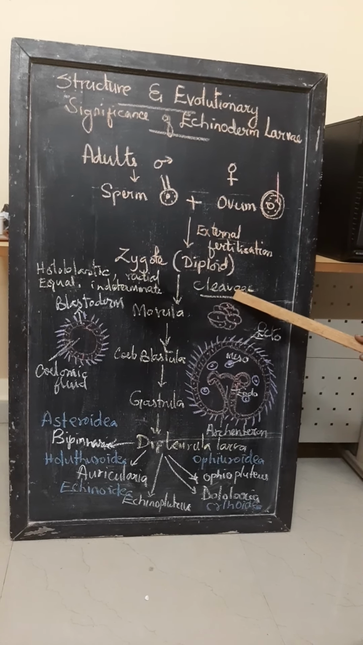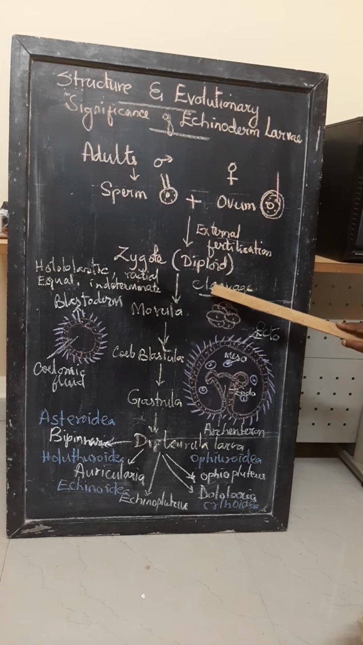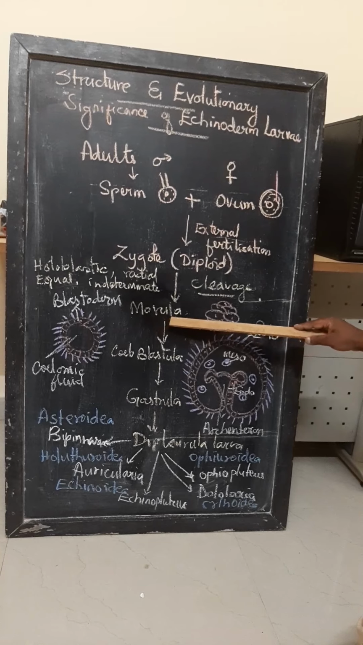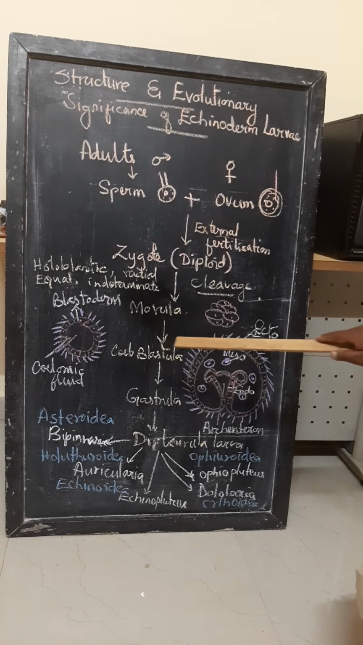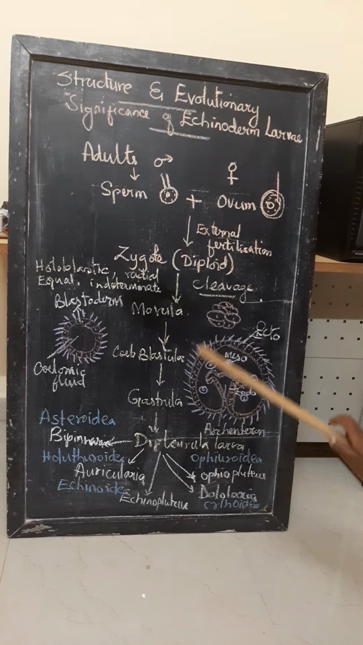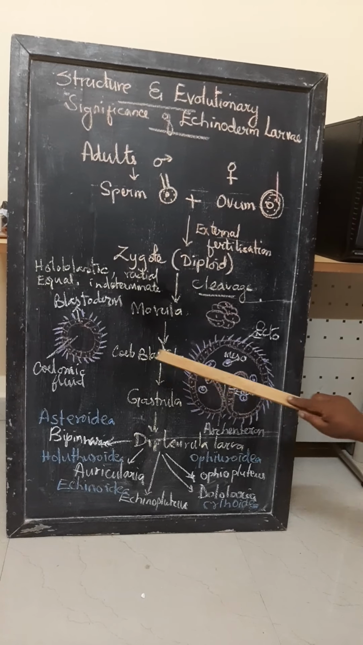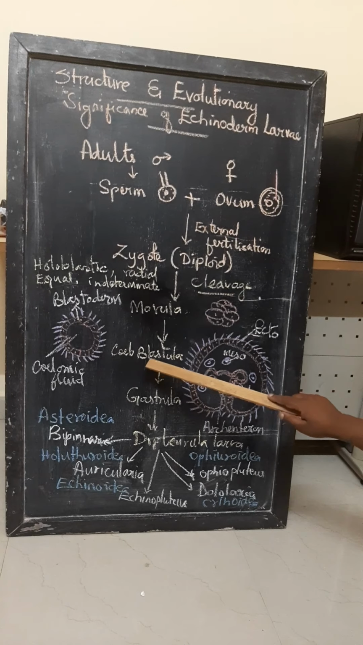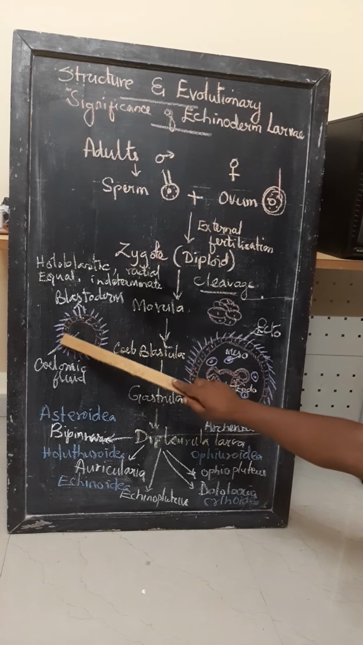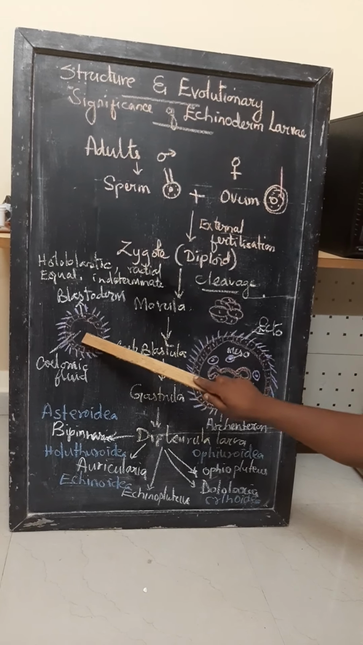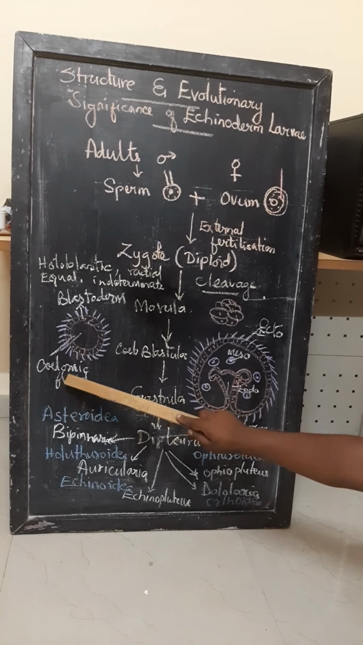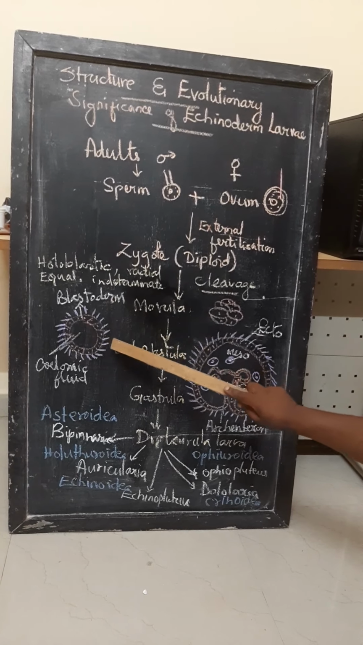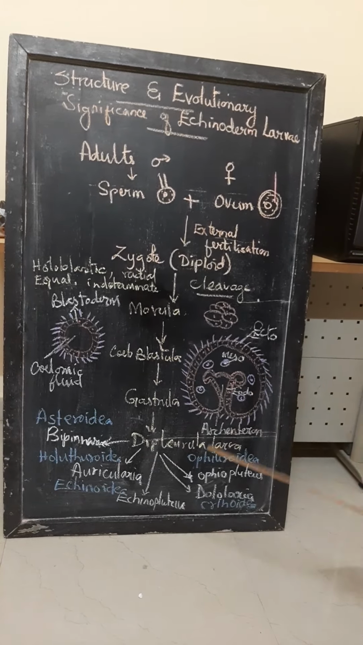After we understand the cleavage process, the cleaved cells now form a mass of cells which is referred to as the morula stage. After the formation of the morula, the cells now show the next stage called coeloblastula. Coeloblastula is the specific stage of echinoderms where all the cells form a single layer of ciliated epithelium having a cavity called blastocoel filled with coelomic fluid. These ciliated cells help the embryonic stage to have free movement in the water.